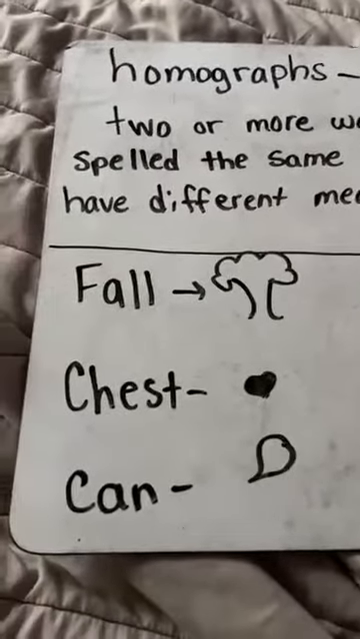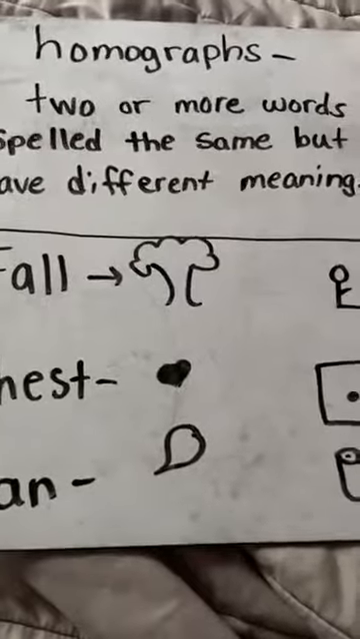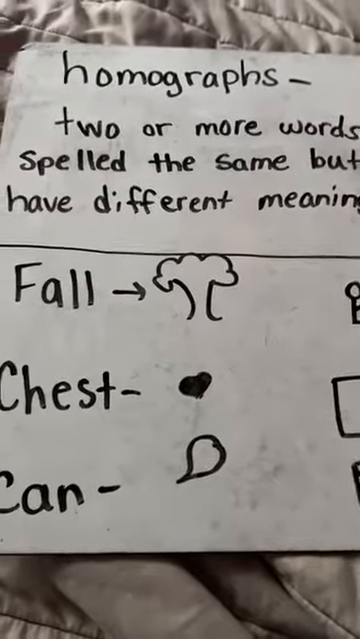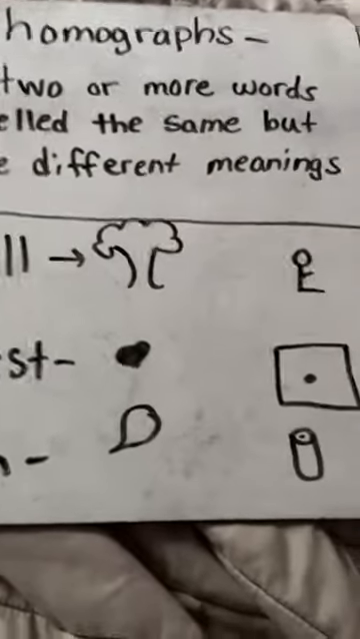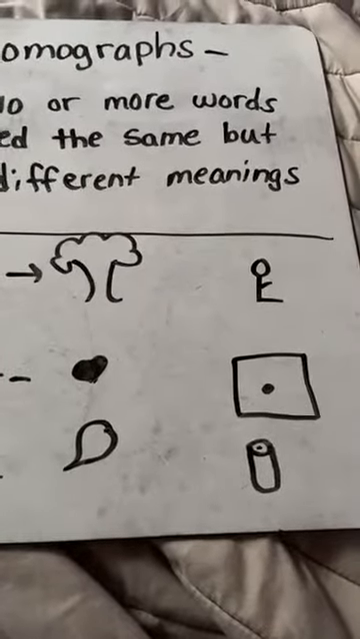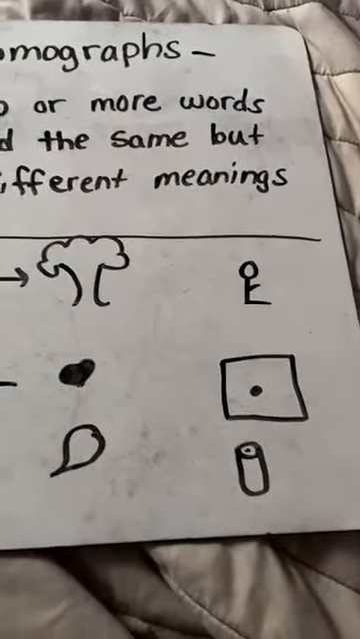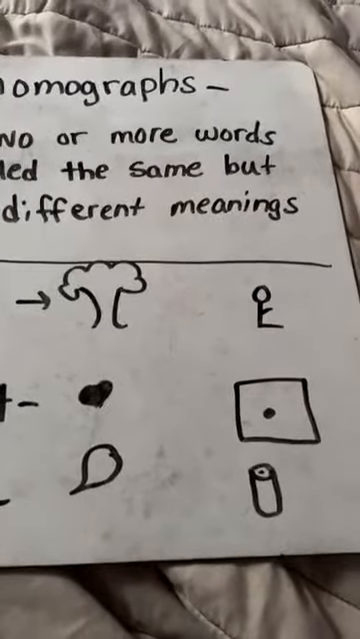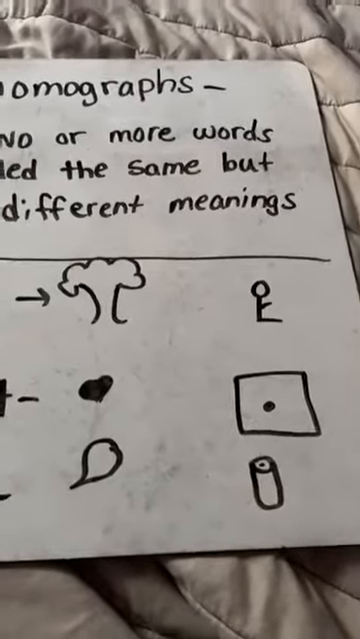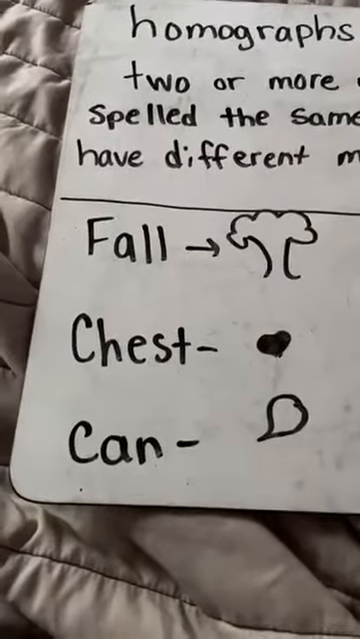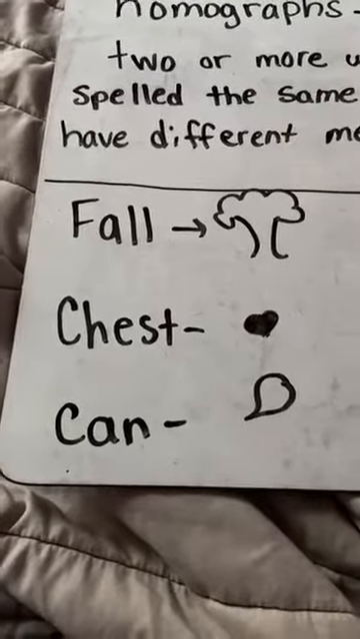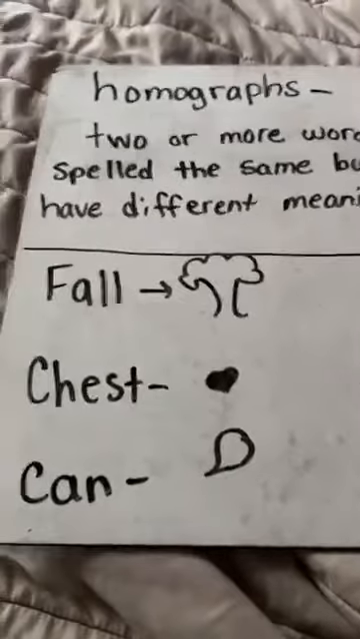And the next one is can, like I can speak French fluently. I really can't. It's just a sentence I came up with. And the next one is like a can of soda or a can that you might drink from, or a can of tomato soup that you might have in your closet. But they're both spelled the same way, but they mean different things.